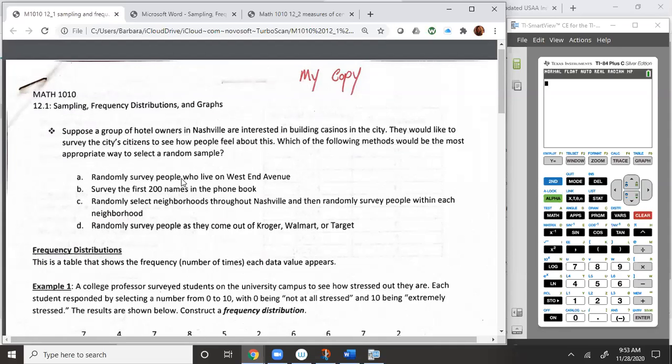So part A is not representative of the entire population because we're only talking about people who live on one street. B, surveying the first 200 names is not a random sample. C would be the best way because we're looking at neighborhoods throughout Nashville and randomly surveying them in each neighborhood. So this is a very good representation of the city citizens. And D was randomly survey people as they come out of these stores. And so you're not really getting everyone because not everybody would shop there. So the best answer for this is C.